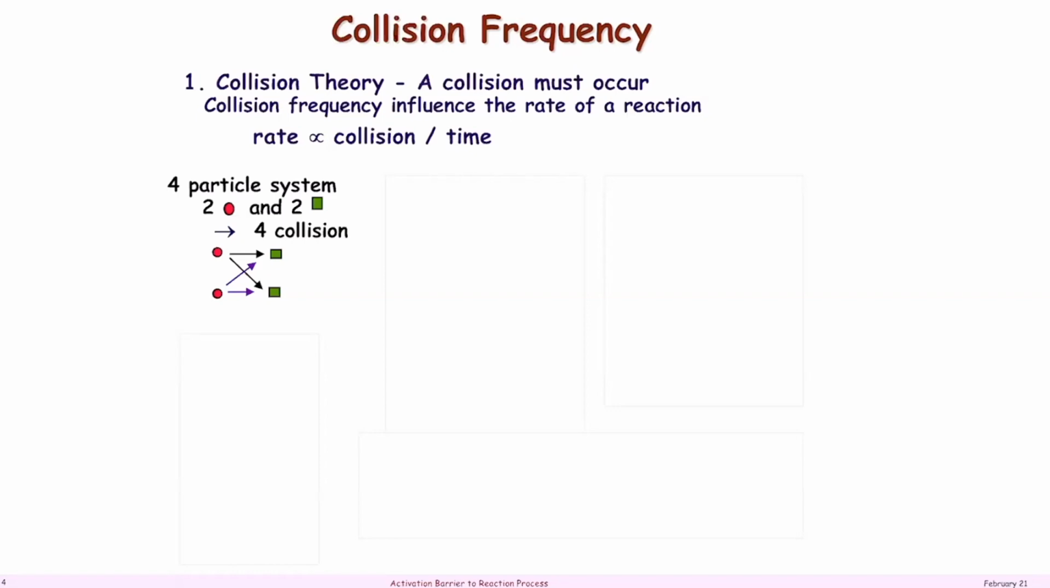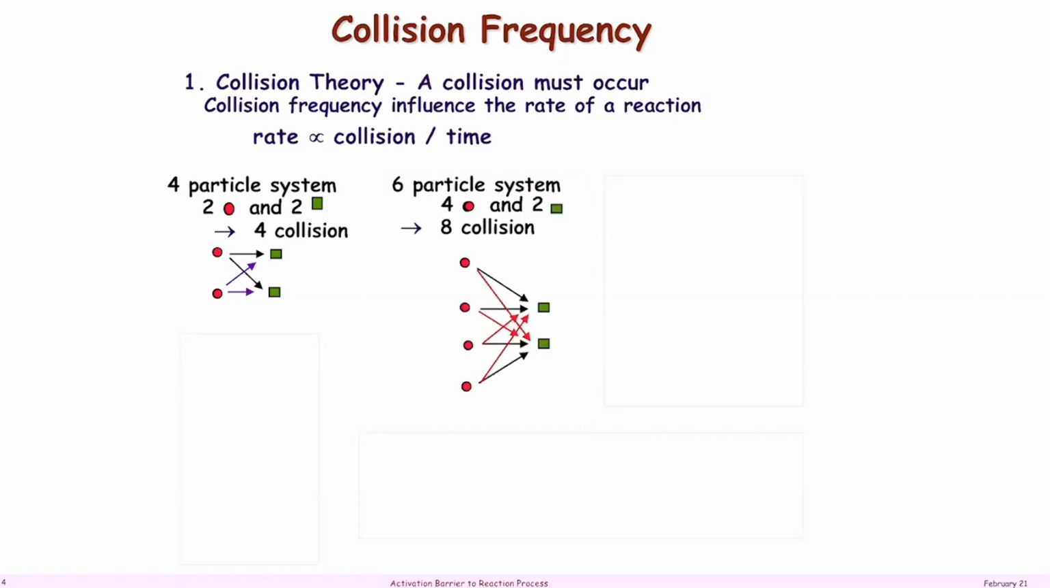So let's take a look at this right here. We have a four particle system, 2 reds and 2 greens, and the number of collisions is 4. One of the reds can collide with 2 of the greens, and the other red can collide with 2 of the greens. There's a total of 4 collisions. But let's say we increase the population. Let's say we have a 6 particle system. Well, for a 6 particle system, what we have is 8 different types of collisions.